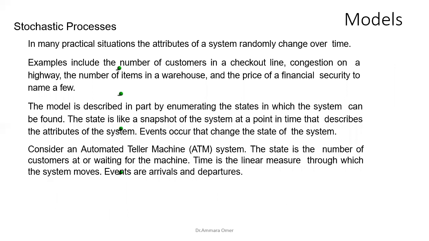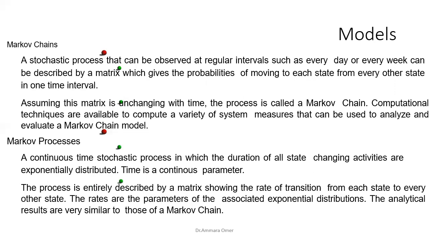In many practical situations, the attributes of a system randomly change over time, for example, the number of customers in a checkout line. The model is described in part by enumerating the states in which the system can be found. The state is like a snapshot of the system at a point in time that describes the attributes of the system. Then we have the Markovian chain. Markov chain models show a stochastic process that can be observed at regular intervals, such as every day or every week, and can be described by a matrix which gives the probabilities of moving to each state from every other state in one time interval.